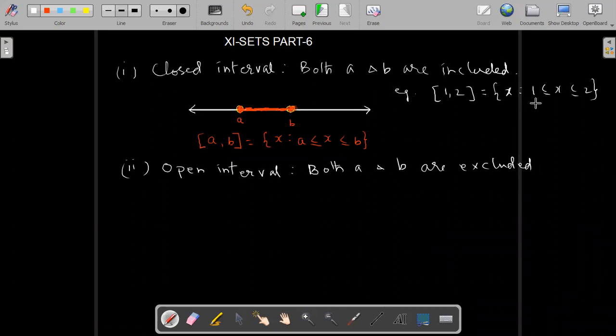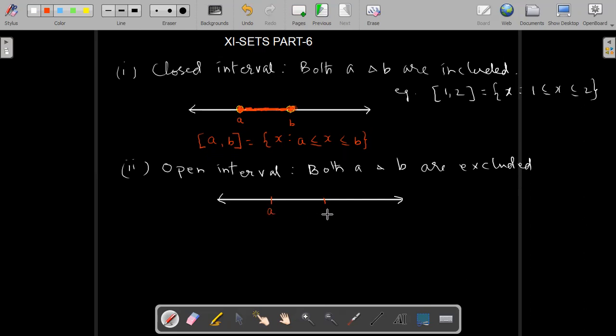After 1 means 1.1111, so greater than 1 and less than 2, up to 1.9. But how do we represent it here? In the same way, only these two circles will not be filled, they will remain empty. See, this is the representation, because in the question they will ask you to find the answer and represent the interval on the number line.